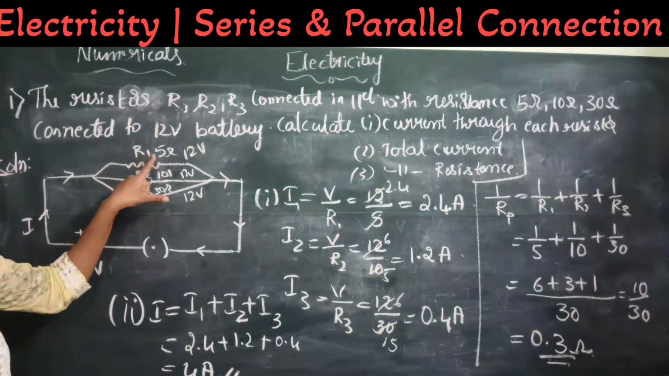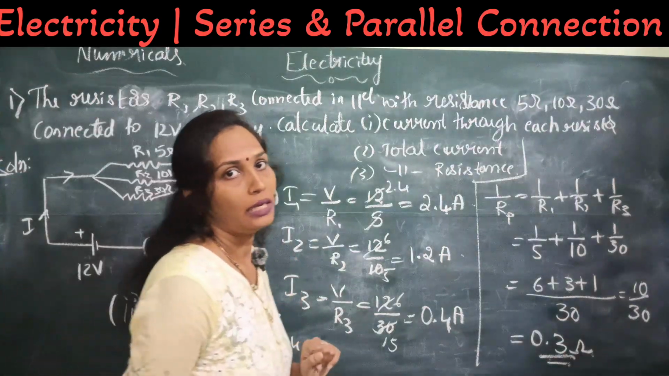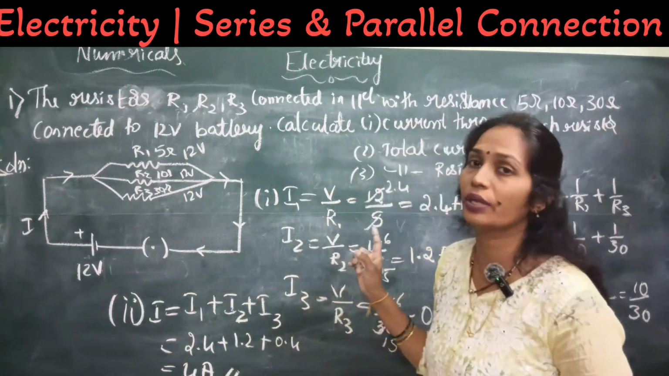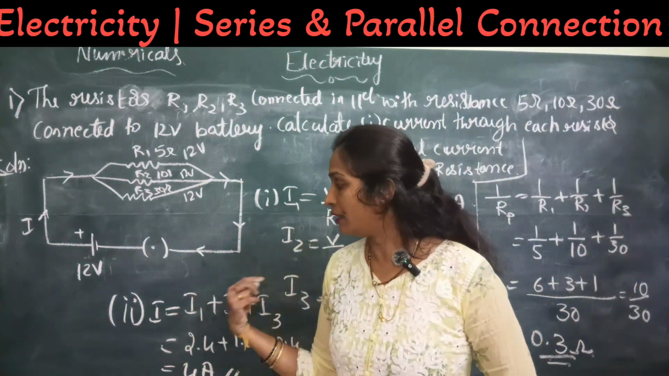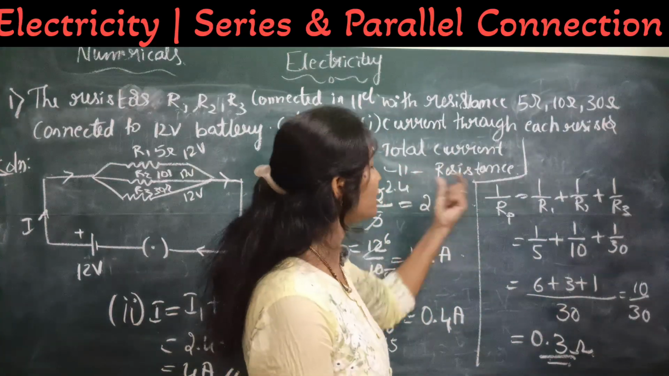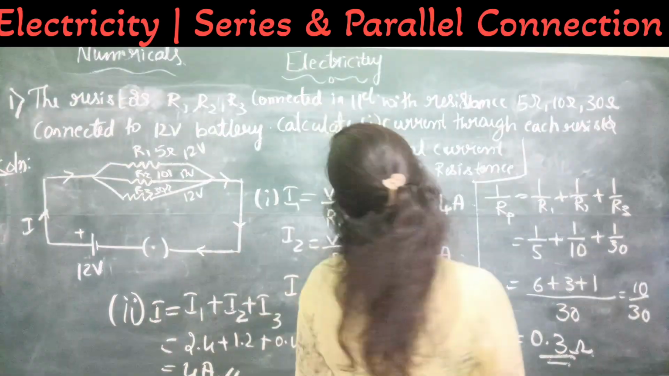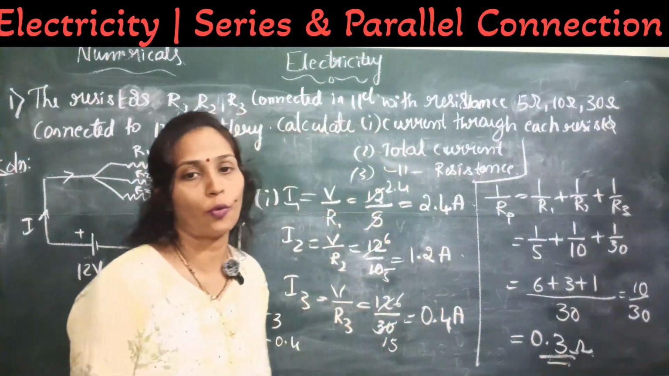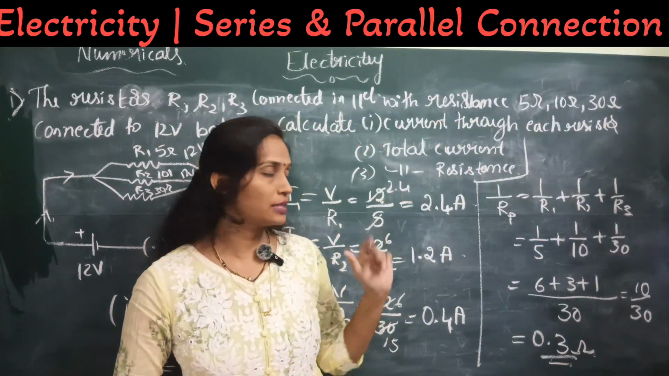So this is what we need to calculate in this problem. They have given the individual resistances with the same potential difference. We need to calculate the different currents for the respective resistances, then add those currents to get the total current. And lastly, we calculate the total resistance in a parallel connection by taking reciprocals of the resistances given in the circuit. So the numerical part on series and parallel is finished.